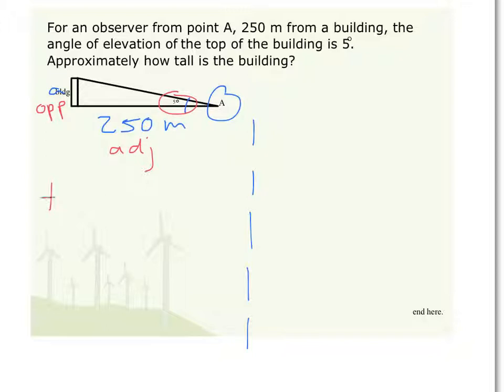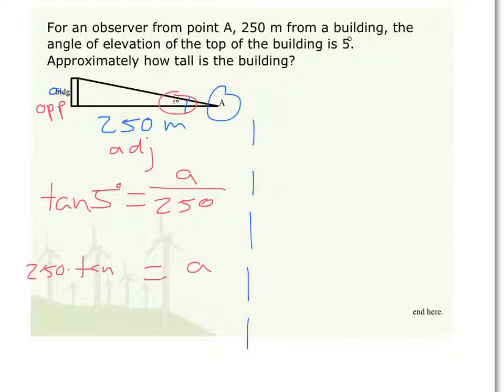And then I would take the tangent of 5 degrees, which is opposite over adjacent, and then multiply both sides by 250 to get side length A. That would be consistent with what we did. And you could certainly do that. You could get A, and that would be fine.